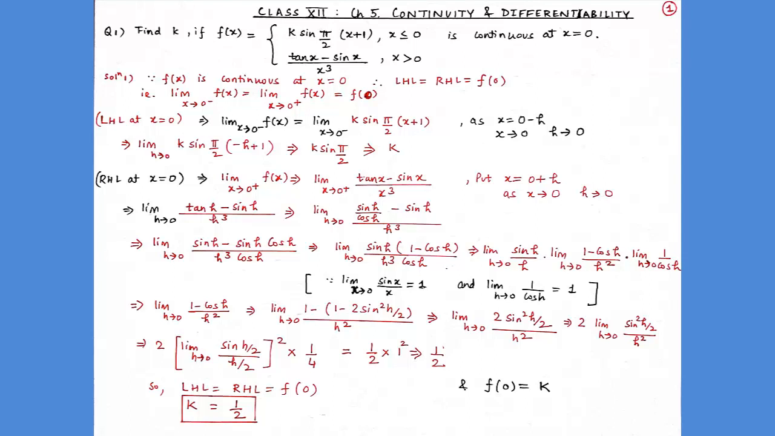So here we will eliminate 1 by applying the identity. We will write limit h tends to 0 of (1 − (1 − 2 sin²(h/2)))/h². So from here 1 and 1 get cancelled out, and we get limit h tends to 0 of 2 sin²(h/2)/h². So we can write 2 into limit h tends to 0 of sin²(h/2)/h².